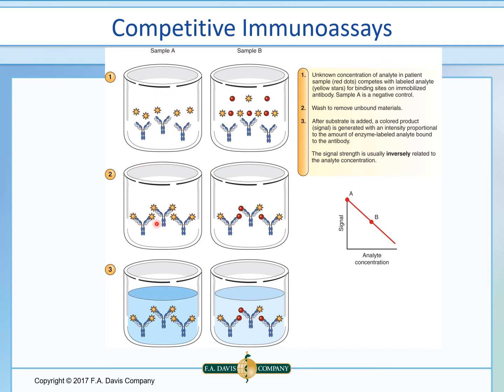In the second step, a wash step removes any unbound materials. And in the third phase or step, after substrate has been added, a colored product signal is generated and an intensity proportional to the amount of enzyme labeled analyte bound to the antibody is detected. The signal strength, as mentioned before, is usually inversely proportional to the analyte concentration.